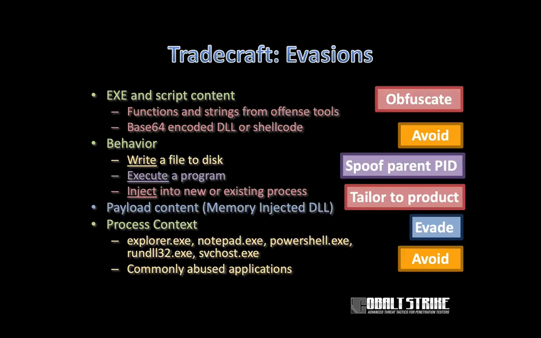Here's my advice on evasion. If you are worried about your artifact, test it out with the endpoint security solution you expect to see and obfuscate it. For these behaviors, avoid them if you can. If you can't, adjust them to look plausible. For example, if you are going to execute a program as part of an initial access artifact, consider spoofing the parent PID to have a plausible parent-child process pair.